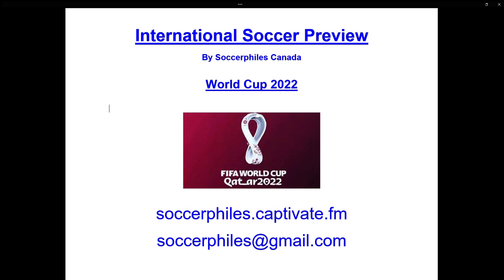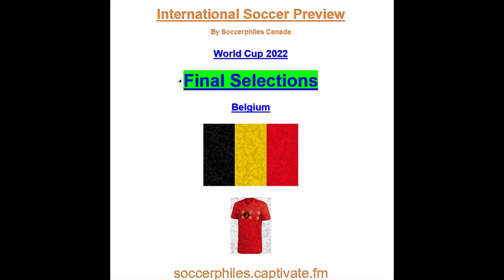It's the 2022 World Cup. It's the squad update for Belgium.